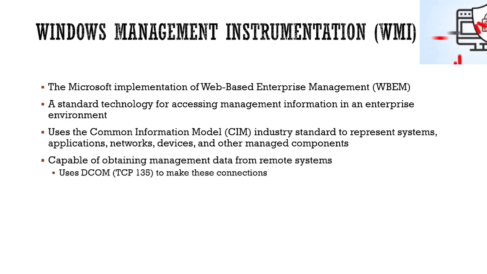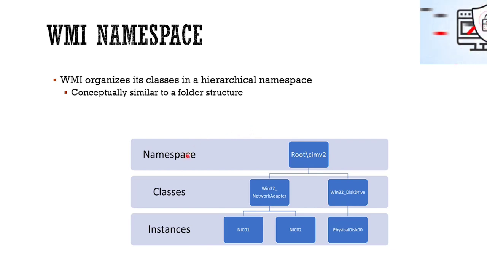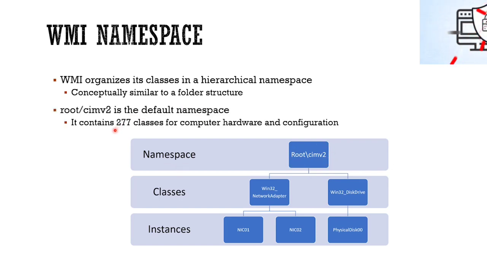We can connect to the local machine to get information, but we can also use DCOM TCP/135 to make remote connections to query those machines for their WMI information. WMI is organized in something called a namespace. It's a hierarchical structure, kind of like a folder structure. The namespace that we use, for the most part, is root CIMv2. It's like the top of this tree structure. Within CIMv2, there are 277 classes that cover computer hardware, software, and configuration.